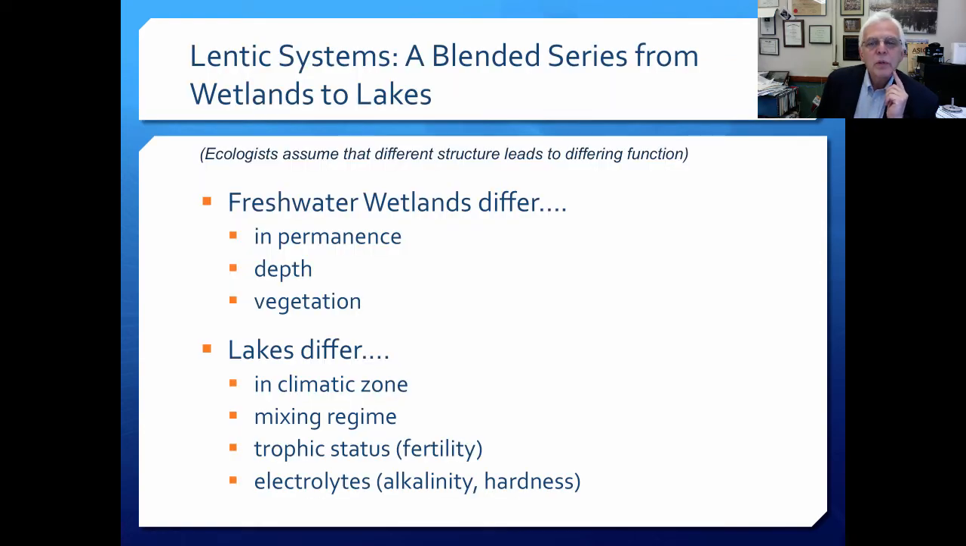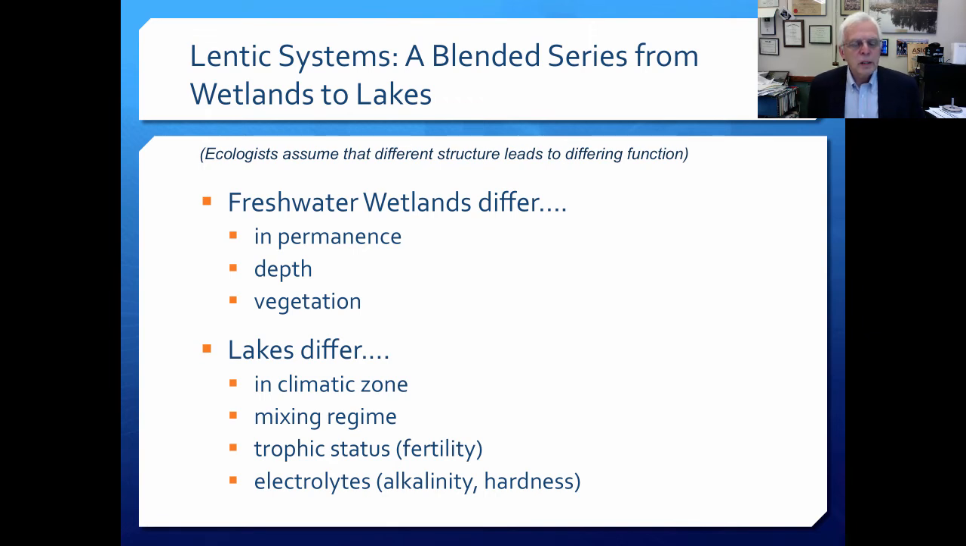So lentic systems are a blended series from wetlands to lakes, and I showed you that on the little diagram a little while ago. Now, freshwater wetlands differ in a diversity of ways, and lakes differ from one another based on a variety of other kinds of factors. So freshwater wetlands differ basically in permanence, depth, and the type of vegetation and cover that are in those systems. So there are a lot of important wetlands that are not permanent.